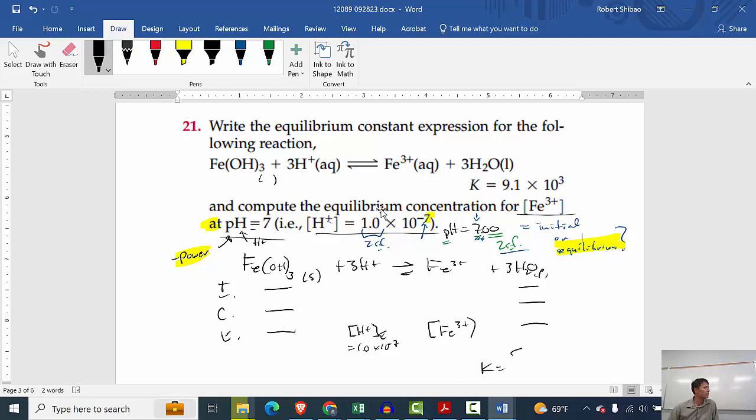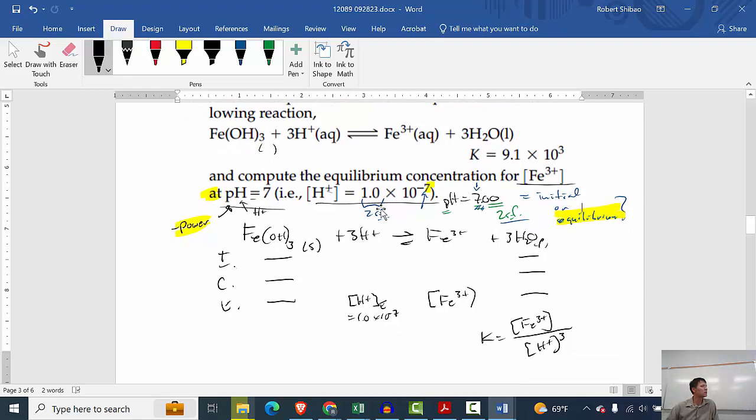Now, K is just going to equal the iron 3 plus concentration over H plus cubed. In the K expression, I'm going to omit pure liquids and pure solids as well. I'm not even going to bother writing the 1 out. I know what my H plus is, so this turns out to be quite simple because they give me my K. The K value is 9.1 times 10 to the 3. Plug that in here, plug in my H plus, cube that, and then solve for Fe3 plus. So this turns out to be a pretty straightforward problem. All right, I'm out of time, so I'll stop here.